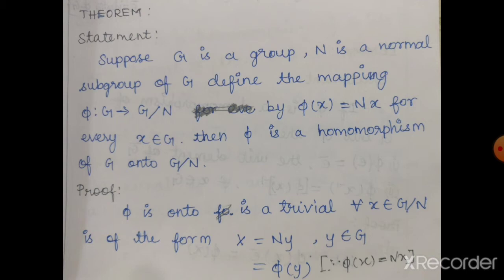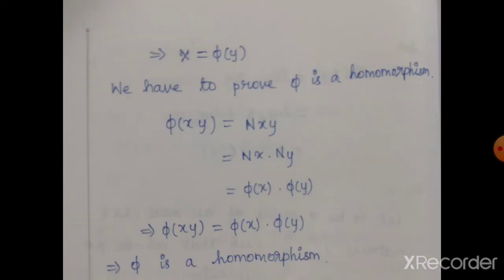Phi is onto is trivial, because by the definition itself it will be satisfied. Phi of x is equal to Nx, and Nx is an element of the form G/N. So here we have to show that phi is onto, which means every element x belongs to G/N is of the form x is equal to Ny, where y belongs to G. This Ny is equal to phi of y by the given statement. So x is equal to phi of y.